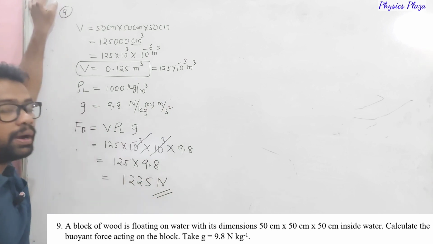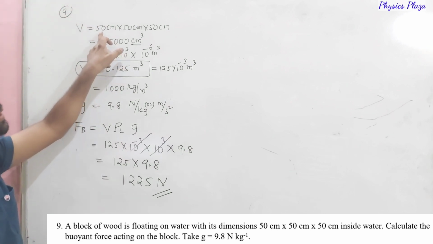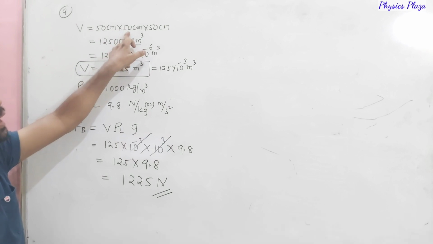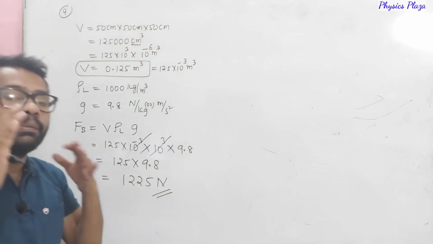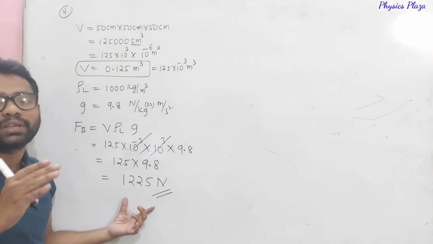So this is the buoyant force acting on a body with the dimensions: length 50 centimeters, breadth 50 centimeters, height 50 centimeters. When it is completely immersed in water, this is the buoyant force experienced by that particular body.